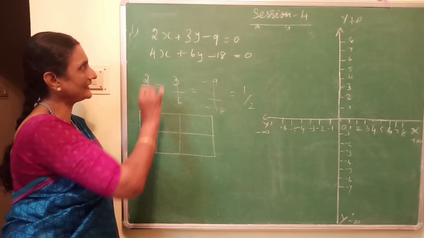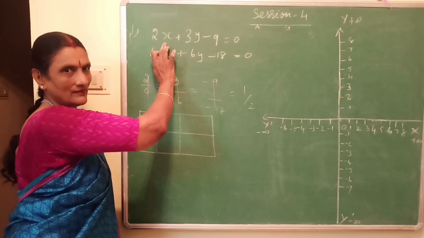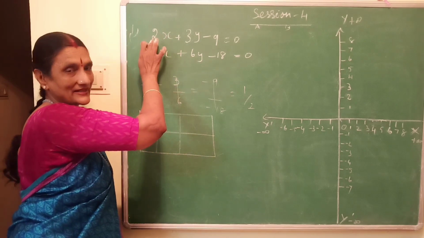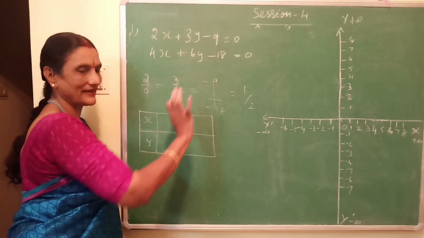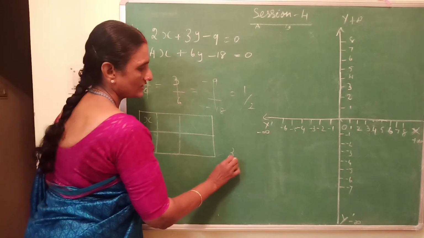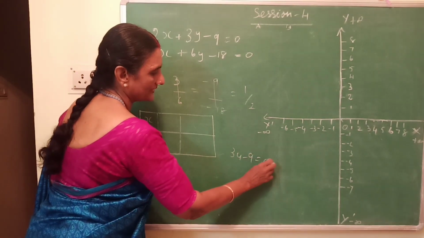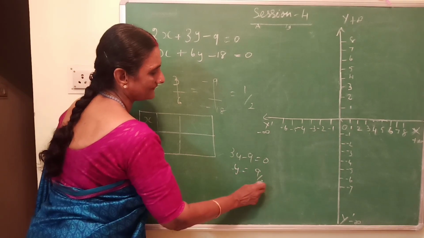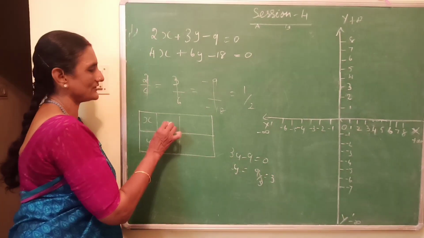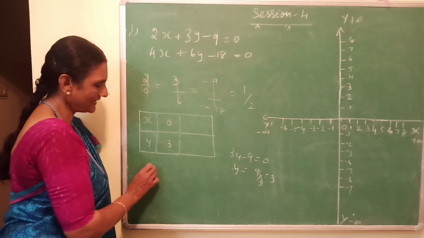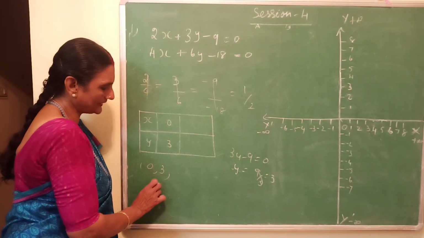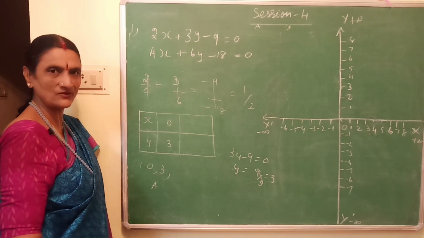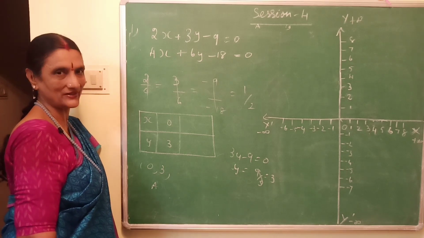So if you take x is equal to 0, then what happens? 2 times x is 0. So 3y minus 9 equal to 0. Then y is equal to 9 by 3, that is 3. So when x is equal to 0, y is 3. So (0, 3) is a point. Let us call it A.